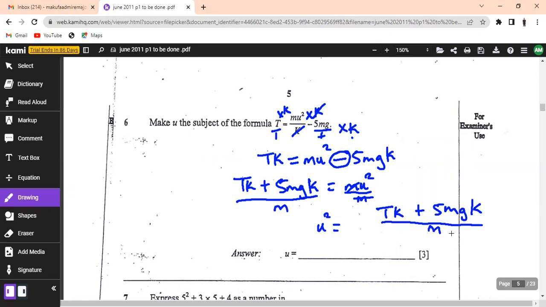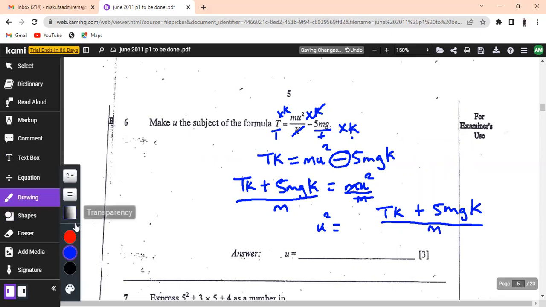All right. So how do we remove the square? Remember, guys, whenever you are given a square, for you to remove the square, you have to introduce the square root on both sides.